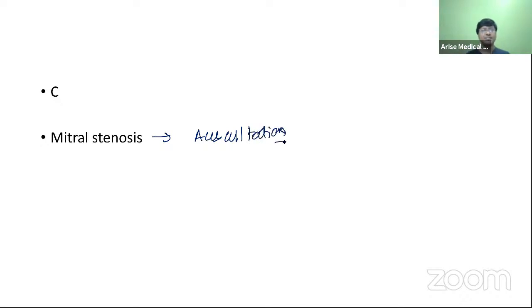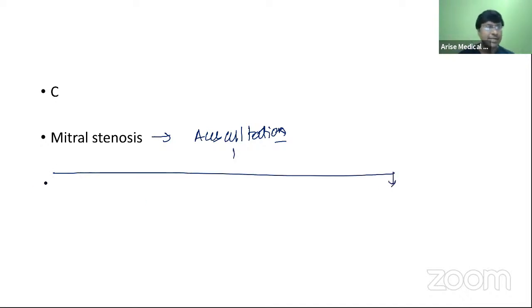Auscultation in mitral stenosis is very important. You will have a loud S1. S2 will be more or less normal. Only if there is pulmonary hypertension, there can be a loud P2.